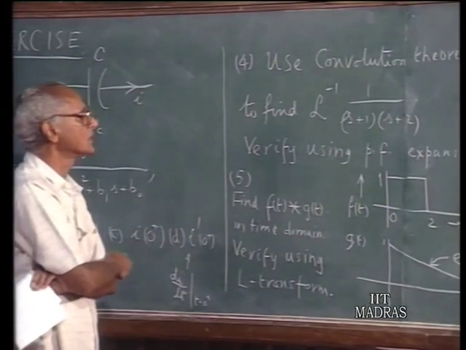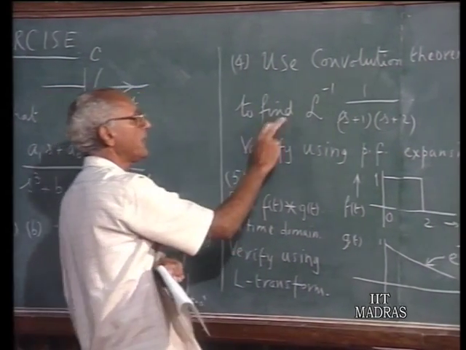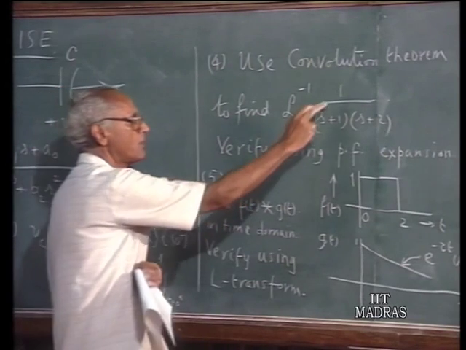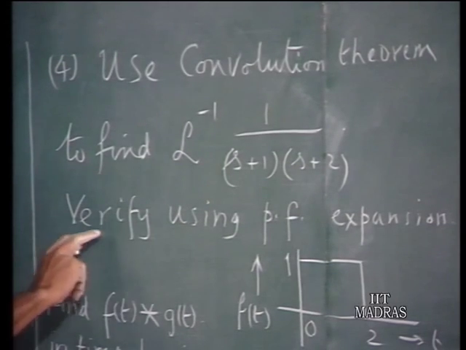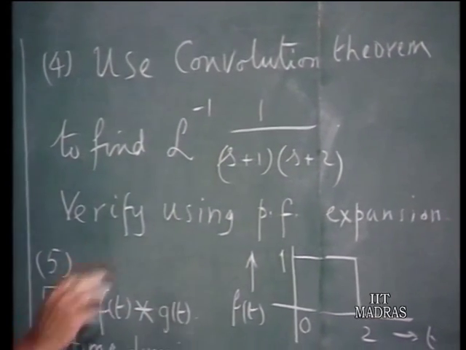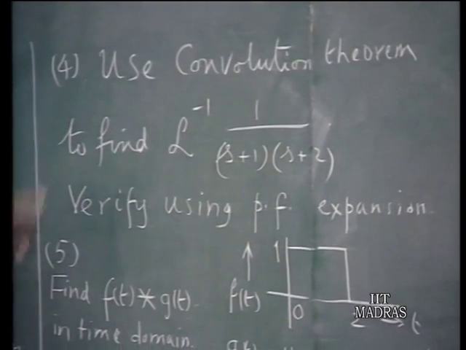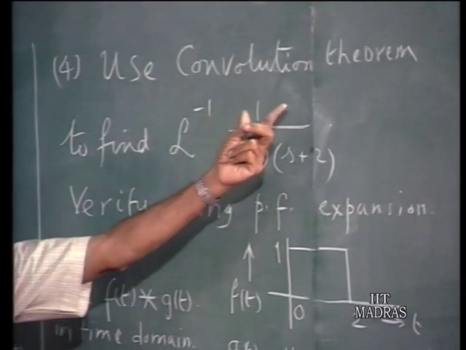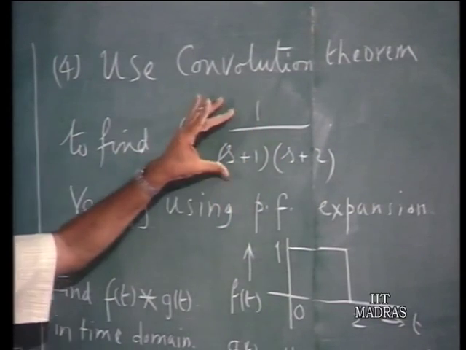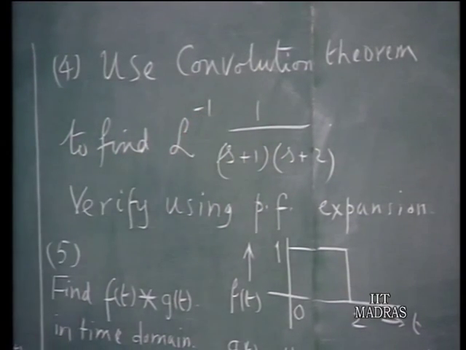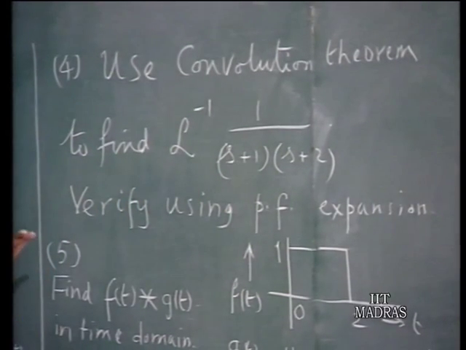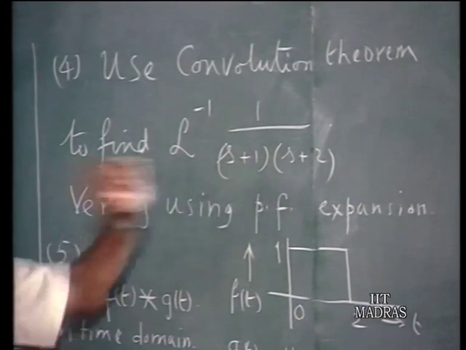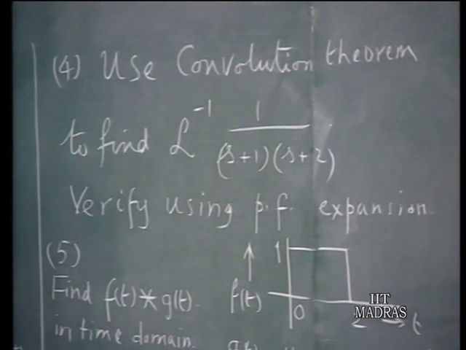Question number 4, use convolution theorem to find the inverse Laplace transform of 1 over s plus 1 times s plus 2. Verify using the partial fraction expansion. So this Laplace transformation can be thought of as the product of 1 over s plus 1 times 1 over s plus 2. You can find out the time functions corresponding to these two factors, and since it is a product that is involved in the transform domain, in the time domain it is a convolution. So it is a convolution of the time functions corresponding to 1 over s plus 1 and 1 over s plus 2. Find out the corresponding time function.